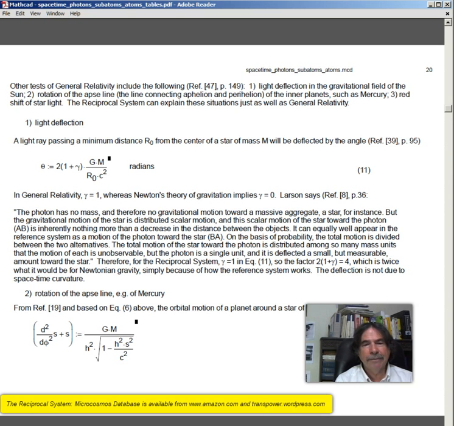Therefore, for the reciprocal system, gamma equals 1 in equation 11, so the factor of 2 times (1 plus gamma) equals 4, which is twice what it would be for Newtonian gravity, simply because of how the reference system works. The deflection is not due to space-time curvature.